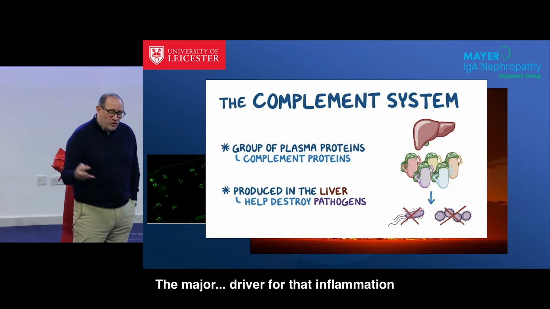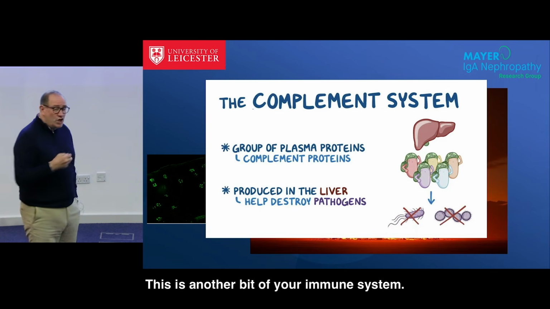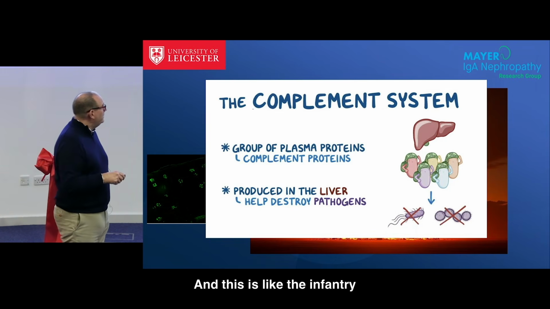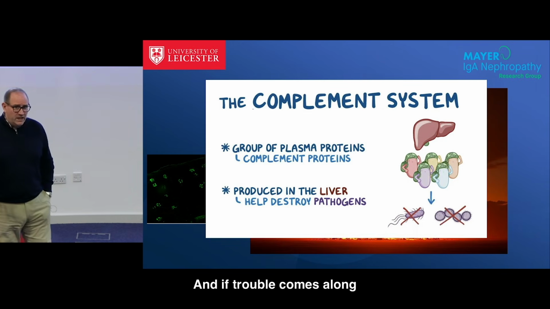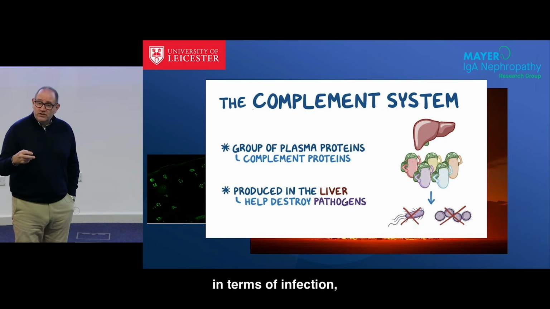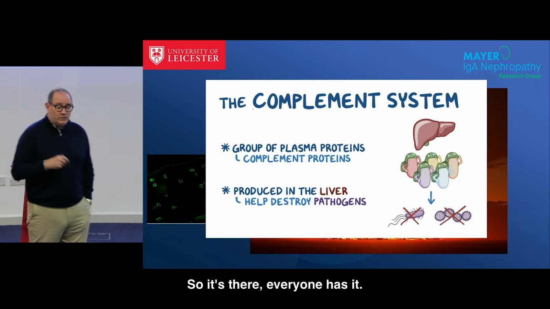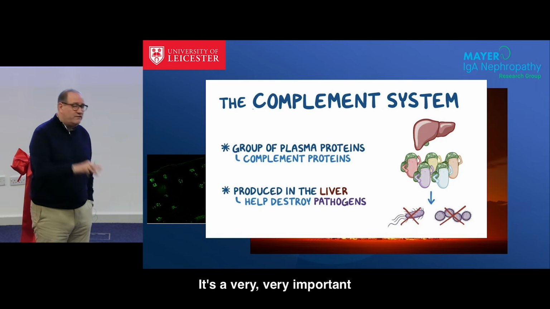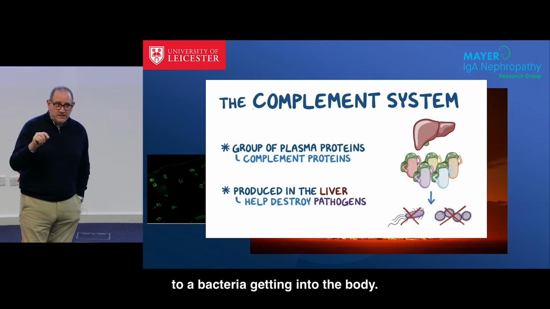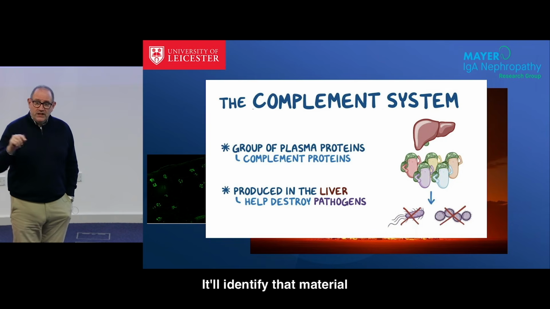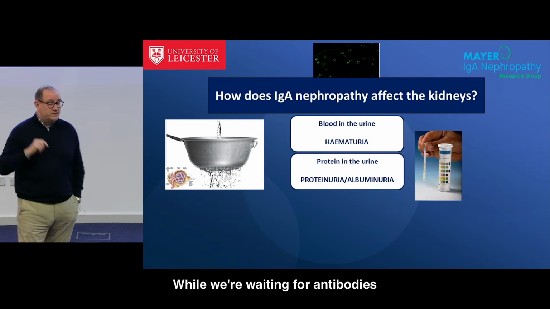The major driver for that inflammation is something from what's called the complement system. This is another bit of your immune system. And this is like the infantry of your immune system. This is out there all the time, just looking for trouble. And if trouble comes along in terms of infection, it responds within seconds to try and kill those bacteria. So it's there, everyone has it. It's a very, very important part of our immune system, and it's just waiting. It can respond within seconds to a bacteria getting into the body. It'll identify that bacteria and it will kill it while we're waiting for antibodies to develop.